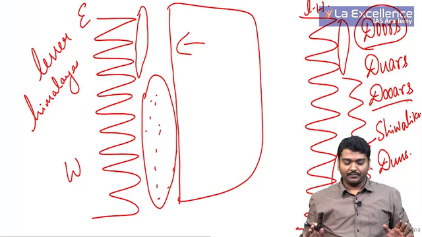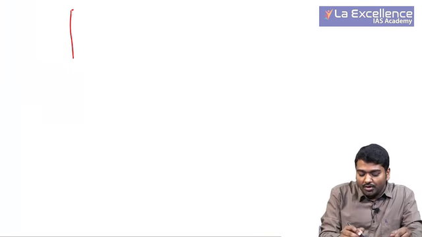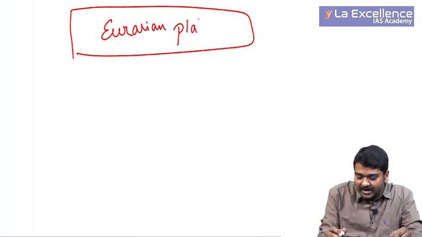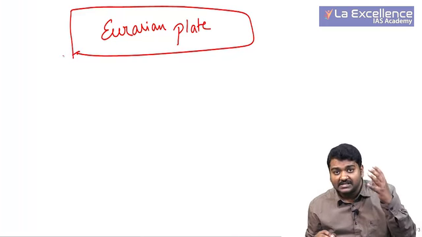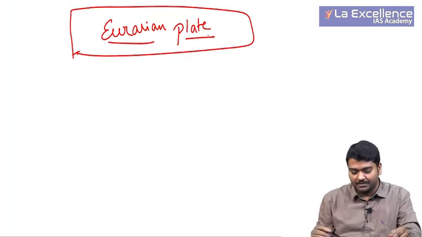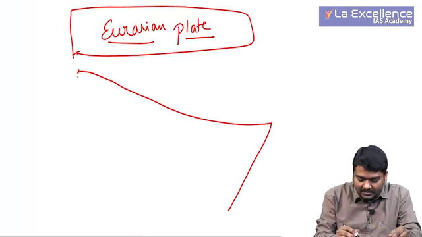So what did we see? I'll just explain clearly, right? So you had Eurasian plate. Please listen carefully, else it will be very difficult for you to understand the concepts later. First you have Eurasian plate. Indo-Australian plate was like this.